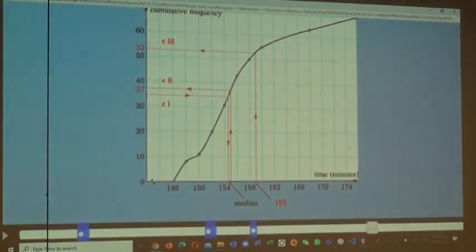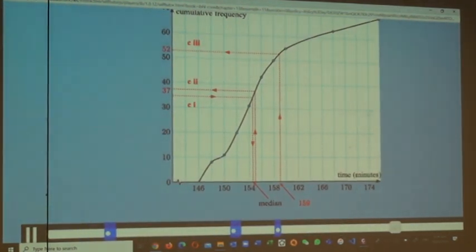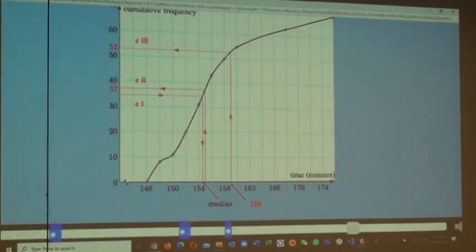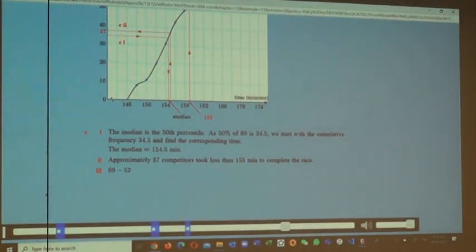Then let's just listen to the audio, even if... Then multiplied by 100%. So, about 24.6% of competitors took more than 159 minutes.